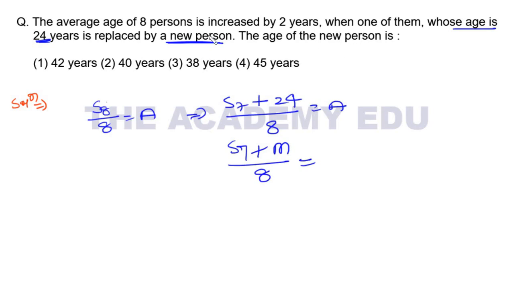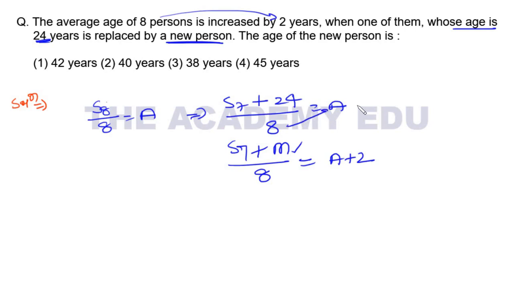Something is missing. When one of them whose age is 24 years is replaced by a new person, the average of 8 is increased by 2. So now the new average is A plus 2. We need to find this M, and easily we can find it.